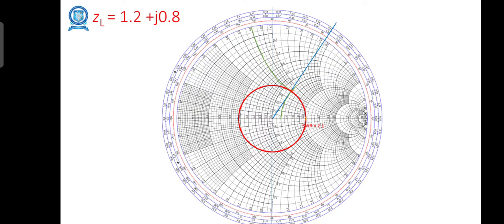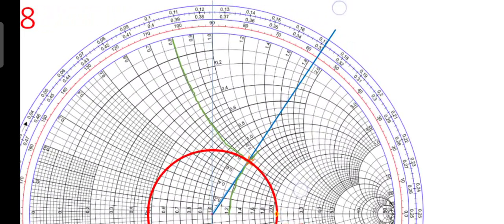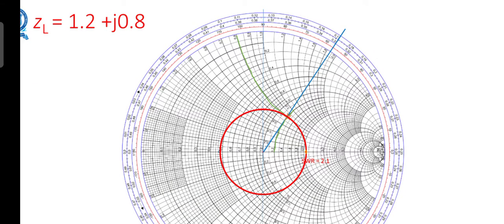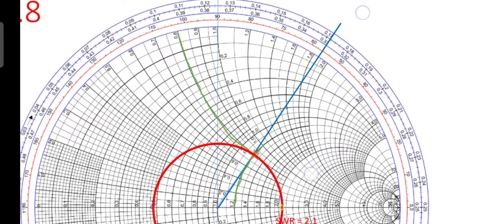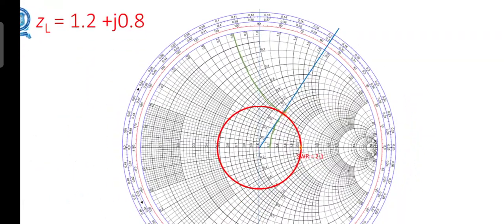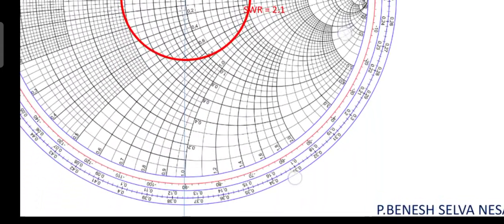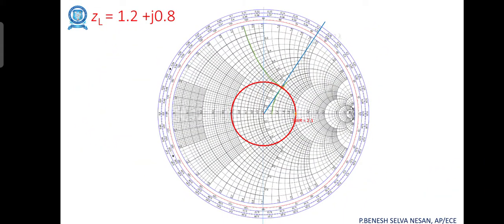Now locate this point on the outer circle. It is intersecting at 0.172 lambda. So draw a straight line from the center through the load to the outer circle, where it intersects at 0.172 lambda. Just mark this value.